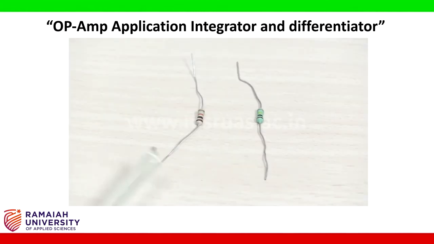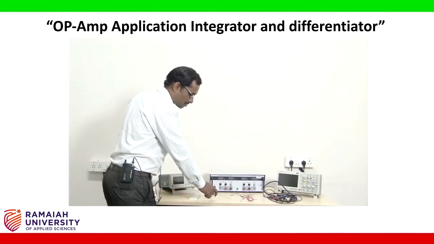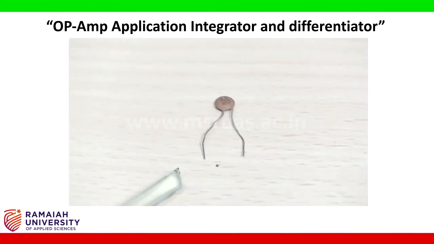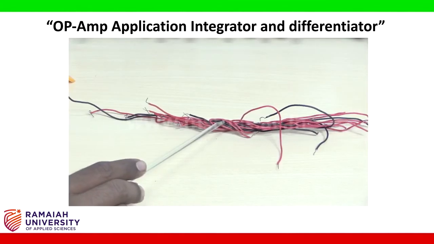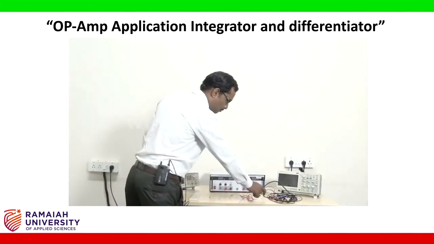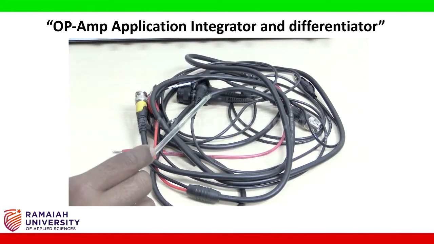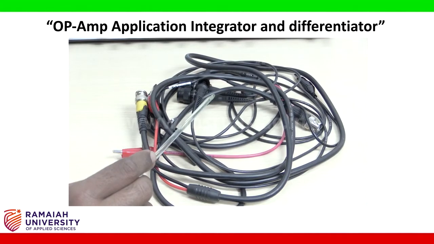Resistors. For this experiment I am going to use these two resistors. One is a 10 kilo ohm resistor and another is a 100 kilo ohm resistor. Capacitor, and the capacitor is 0.1 microfarad. Connecting wires. These are all the connecting wires to connect the circuit and probes. These are the patch cards that will be used to connect the input and output devices to the circuit.